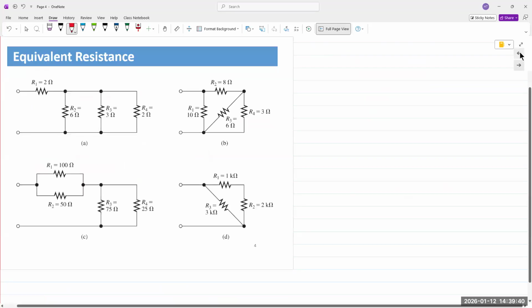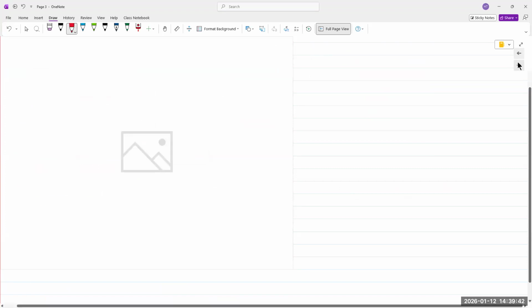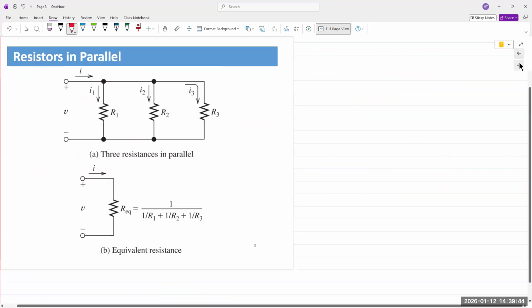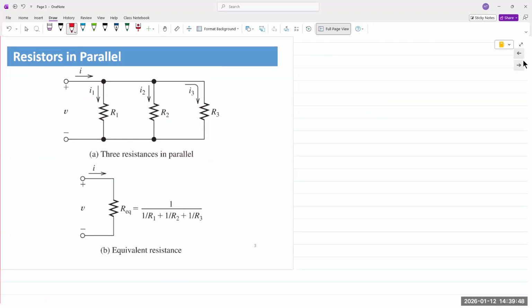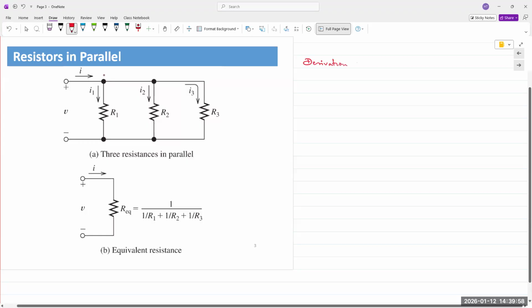Okay, let's go back here. Okay, let's do resistors in parallel. So resistors in parallel, again, there is a small derivation for Req, and the derivation is based on Ohm's law and KCL.